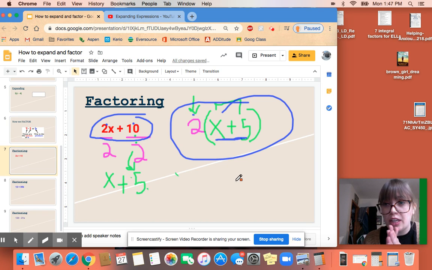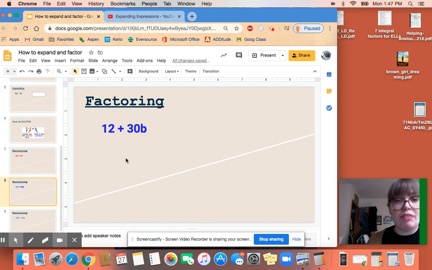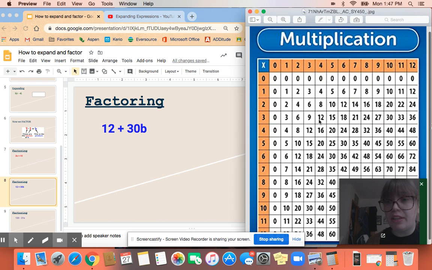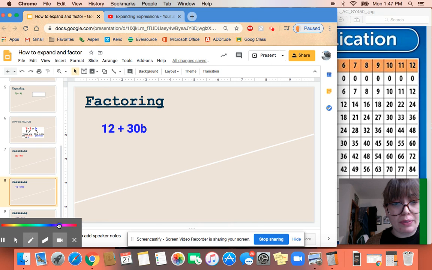Let's look at another together. We can do this. All right, I'm going to factor this. So I have to see what numbers I multiply to make these. If you're not sure, pull out a calculator or a multiplication chart. Here's my multiplication chart I'm going to use. All right, here we go.